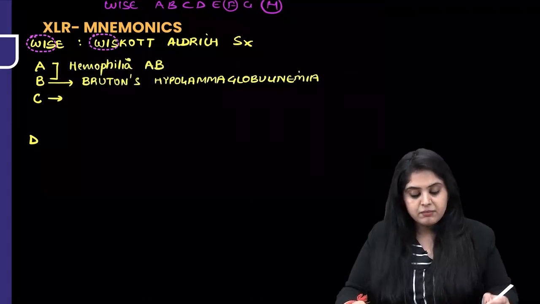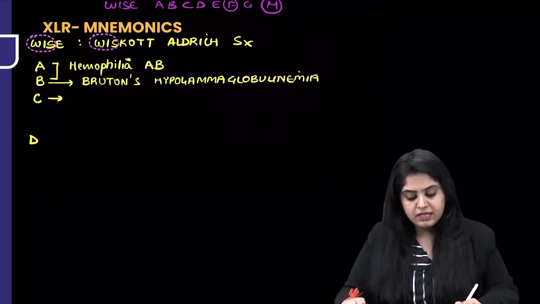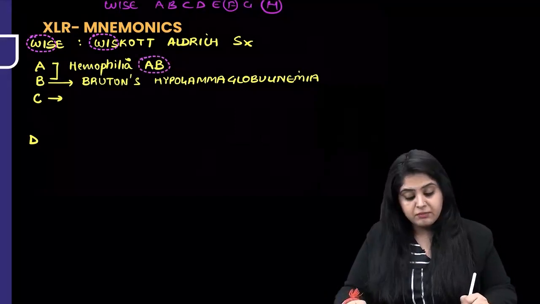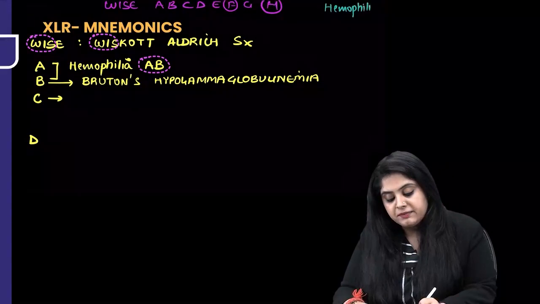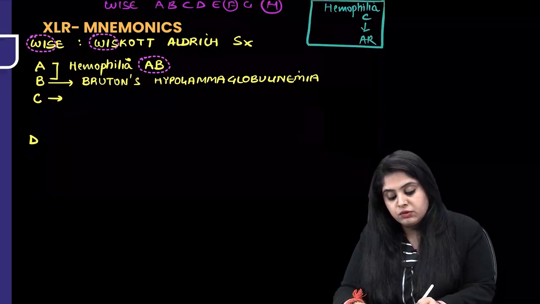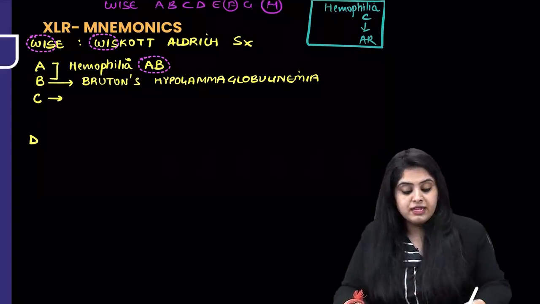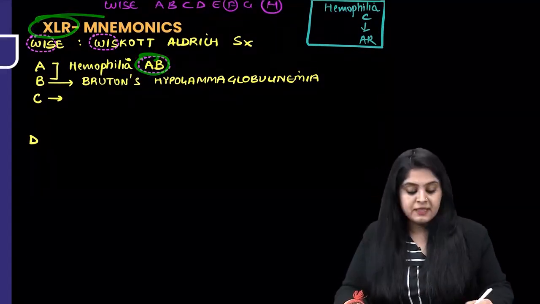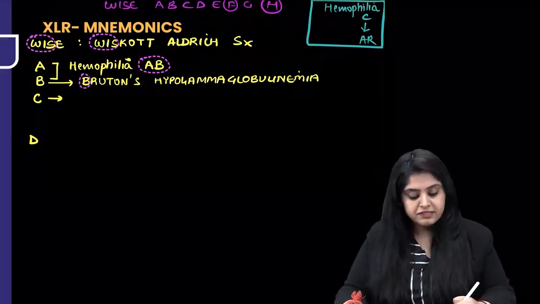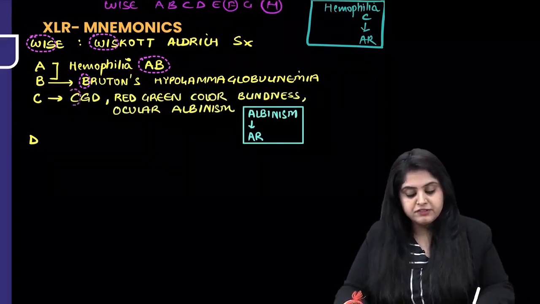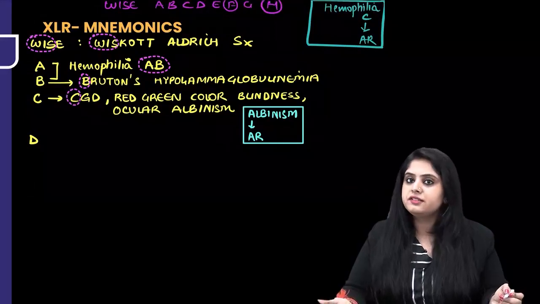Then A and B together means hemophilia A and B, which makes me want to write, where did I study hemophilia C? Hemophilia C was autosomal recessive. This was different. Hemophilia C was autosomal recessive, whereas hemophilia A and B are going to be XLR. There's another thing with B, that is Bruton's hypogammaglobulinemia. With C there are a lot of things. We have studied a disease called chronic granulomatous disease, you've read it in the second chapter, in the rapid review also we've done.